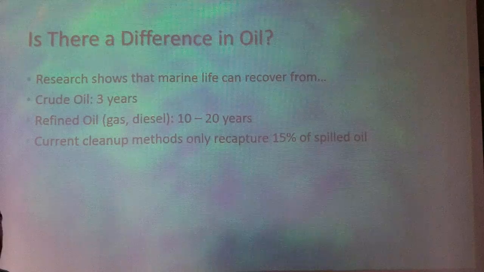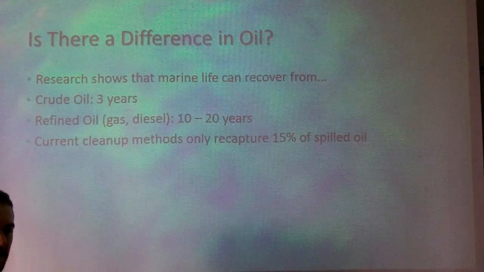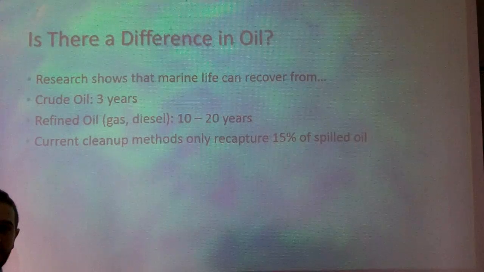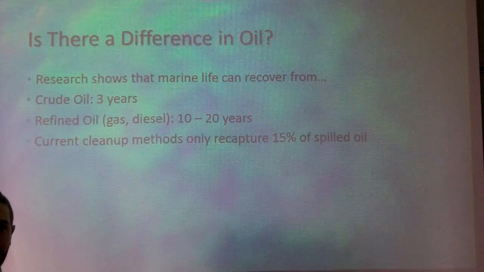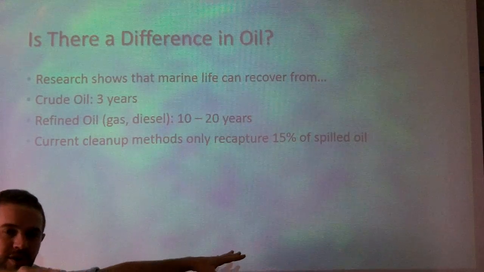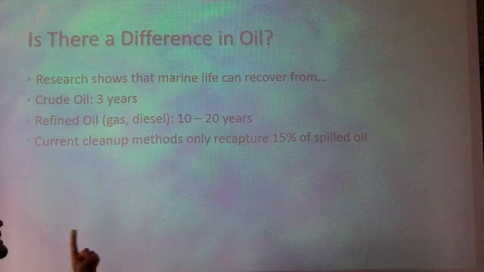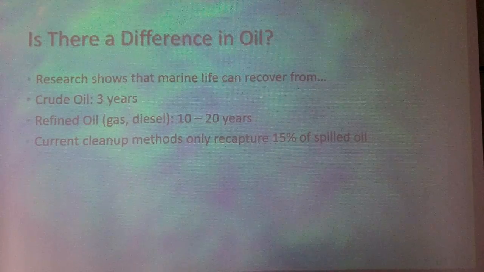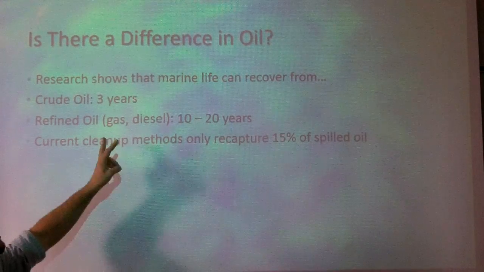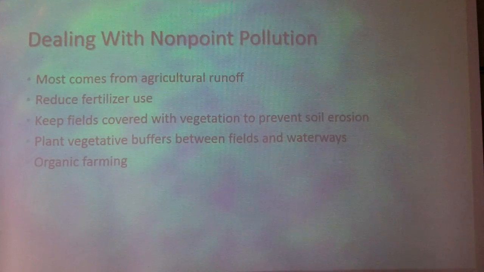Therefore, once it spreads thinly, it can wipe out an area of phytoplankton, the base of the food chain or food web in the ocean, in a much larger area because it spreads so much farther because it's so thin. With current cleanup methods, we can only recapture about 15% of spilled oil, and that's crude oil. The thin oil, basically none.